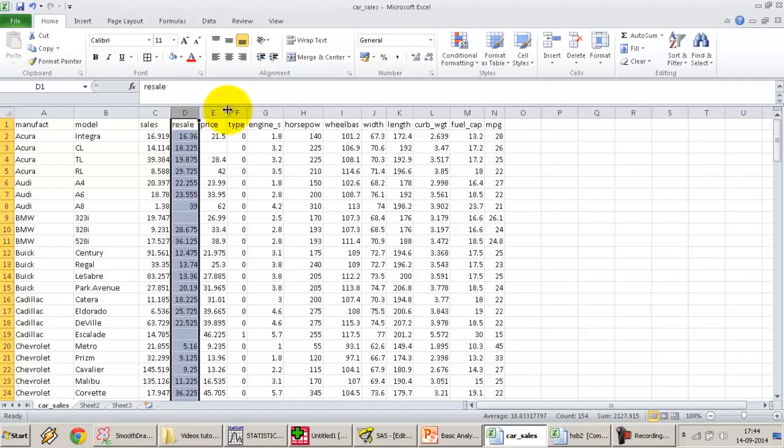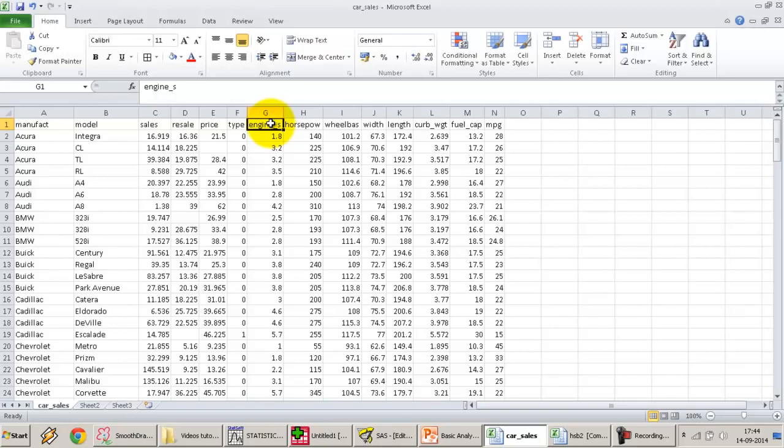So can I say that these columns or these variables are different attributes or different parameters of a car? An example would be, let's say, we've got a column or variable named engine S, which is going to stand for engine size in liters. So can I say engine size is a parameter of a car? Of course I can. For example, for this particular car, the engine size is 1.8 liters. For the next, it's 3.2 liters.